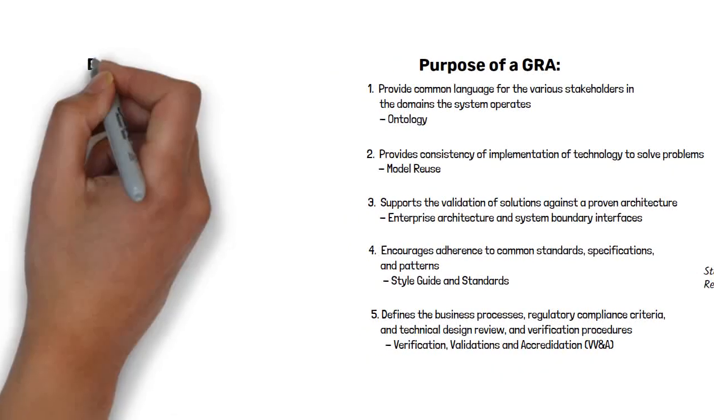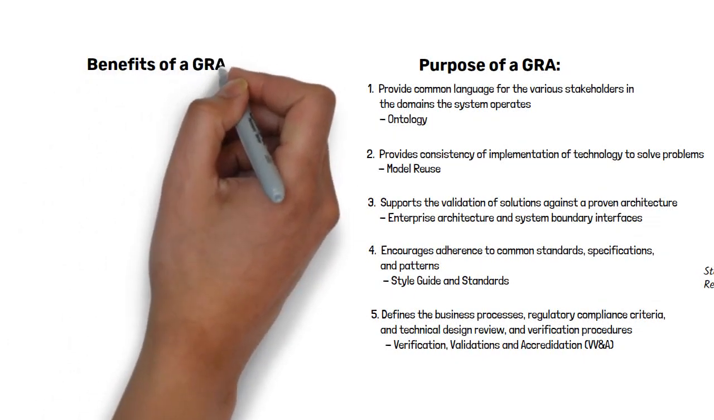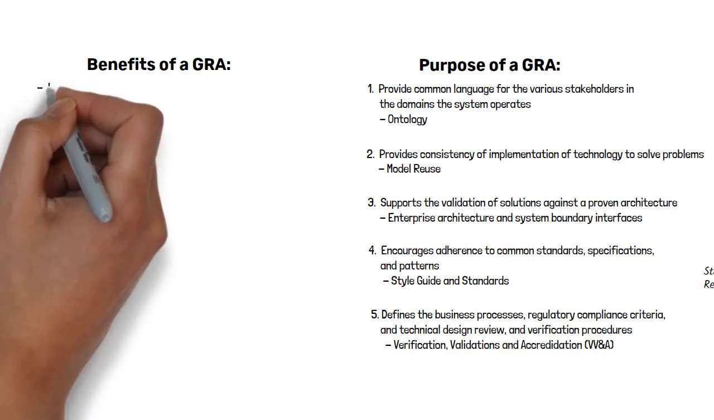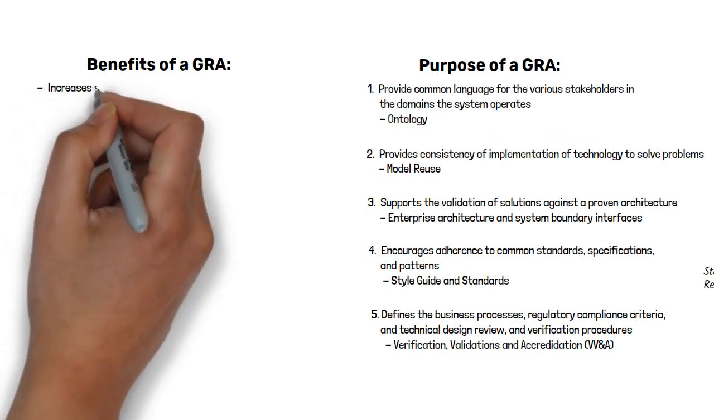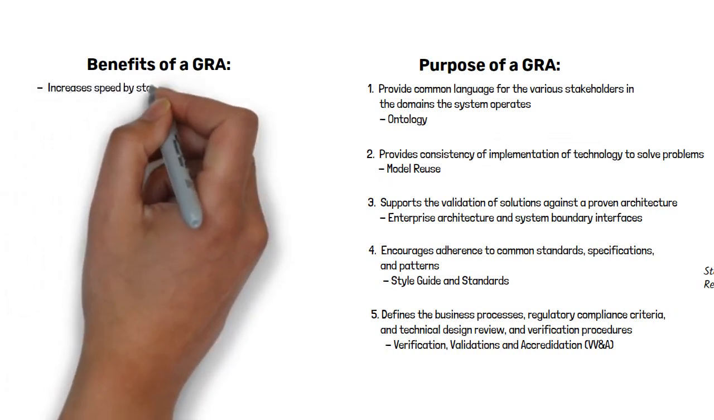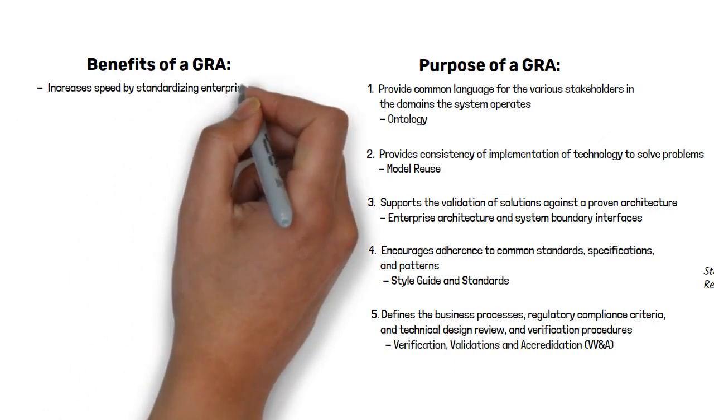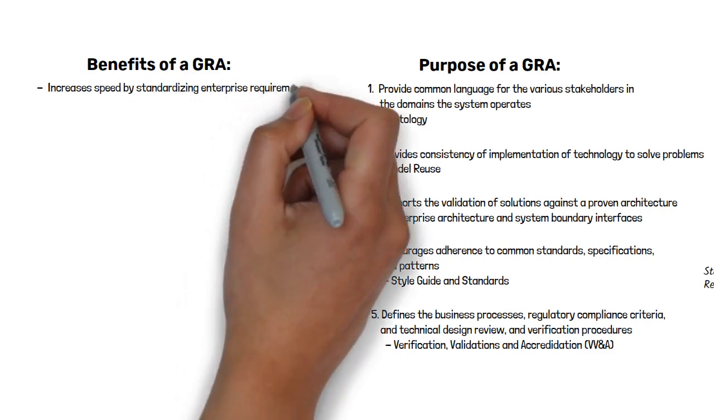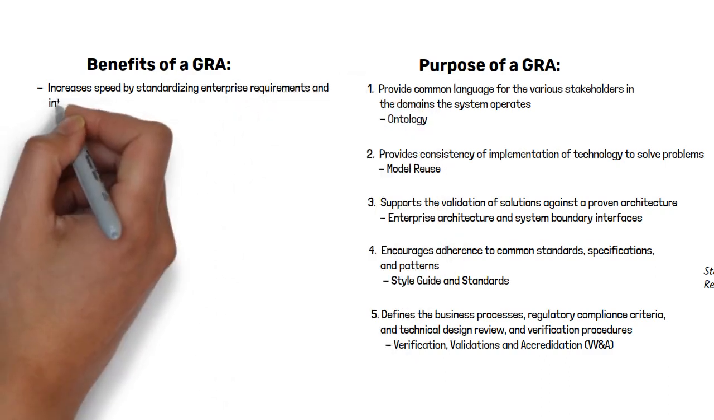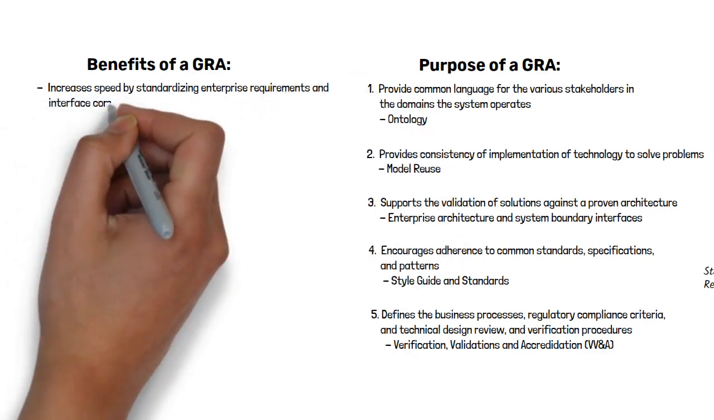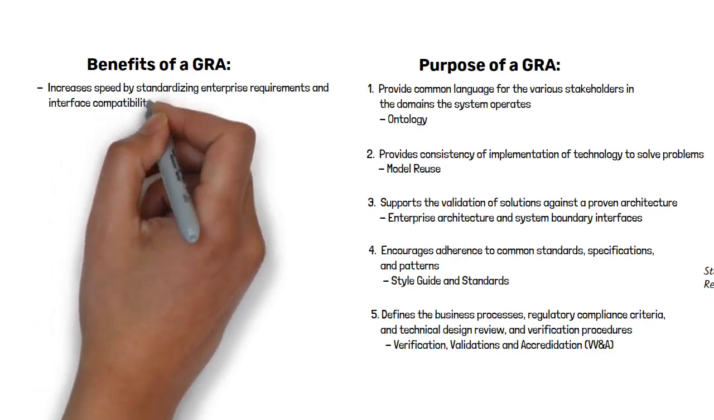The benefits of using a government reference architecture during acquisition include: first, increasing the speed of acquisition by standardizing enterprise requirements and interfaces. For example, with a GPS receiver, once the model is built to specify how the signals are sent, other programs can use this model to specify how a receiver must process them. Each program does not have to build this model themselves.